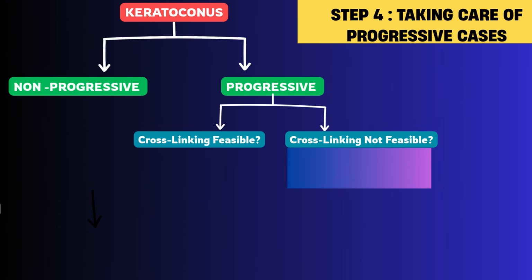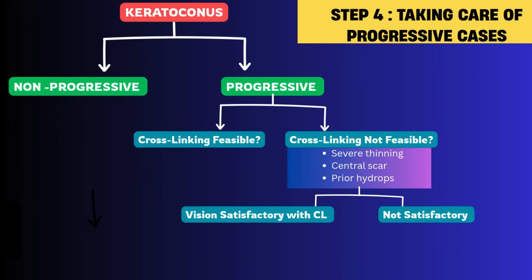Alright, so once we have identified that our patient has progressive keratoconus, the next question we ask is, is collagen cross-linking feasible in this patient? Now, cross-linking may not be feasible in certain situations, and you should be aware of these. Cases where cross-linking is not feasible include severe corneal thinning, central corneal scarring, and acute eye drops or a history of eye drops. So what do we do in such cases? Even if we can't halt the progression, we can still aim for some degree of visual rehabilitation.